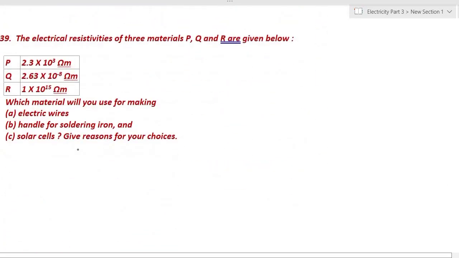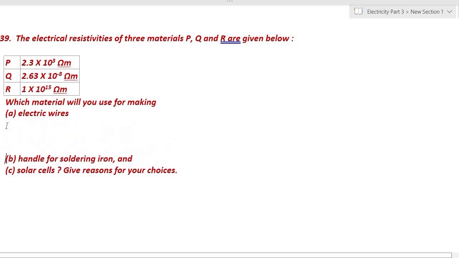Let us go for the next question now. The electrical resistivities of 3 materials P, Q and R are given below. Which of the following will you use for making electrical wires? Electrical wires need a material with very low electrical resistivity. Among these 3, the one with the least resistivity is option Q.